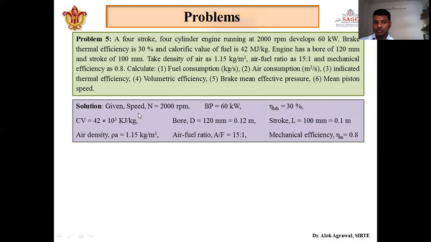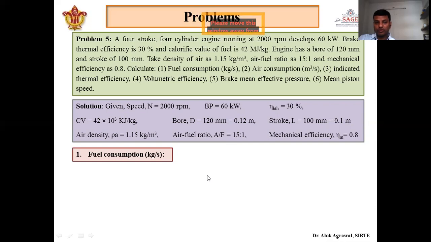So, solution. We will start by writing the given conditions: speed N is equal to 2000 rpm, brake power is equal to 60 kilowatt, brake thermal efficiency is equal to 30%, CV is equal to 42 into 10 to the power 3 kilojoule per kg. Diameter and stroke length we will convert from mm to meter. Density, air fuel ratio, and mechanical efficiency are also given. So first, start with fuel consumption.